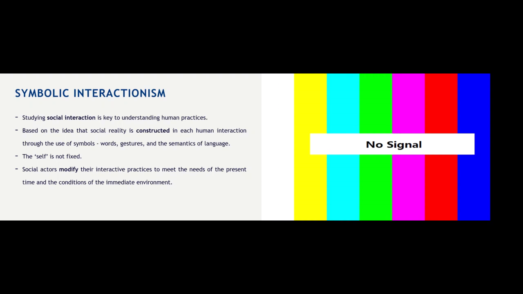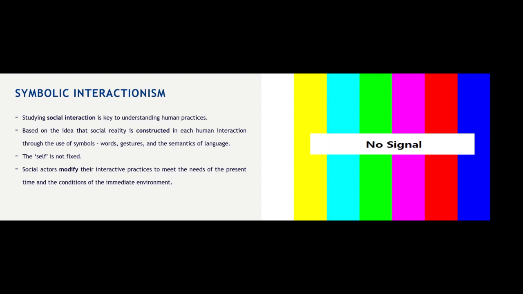So essentially, symbolic interactionism is based on the notion that social reality is constructed by individuals through their interactions, through their subjective processes of meaning-making, through words and gestures, through language. So it's something that is negotiated over time. And just as these interactions are negotiated over time, symbolic interactionists would argue that the self is not an inherent fixed thing. It's something that is negotiated in different social interactions.